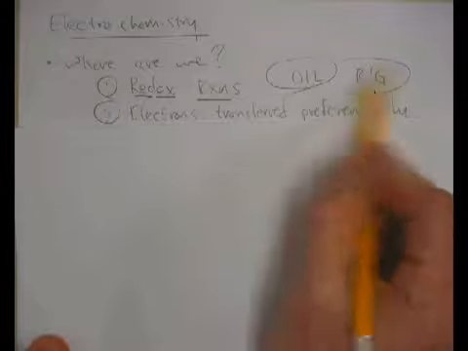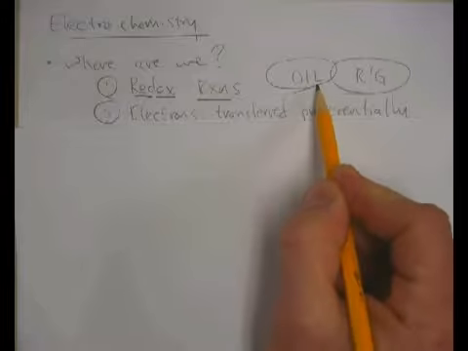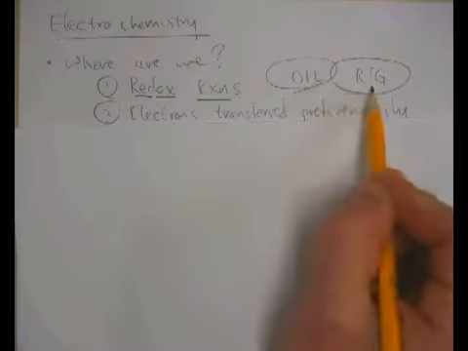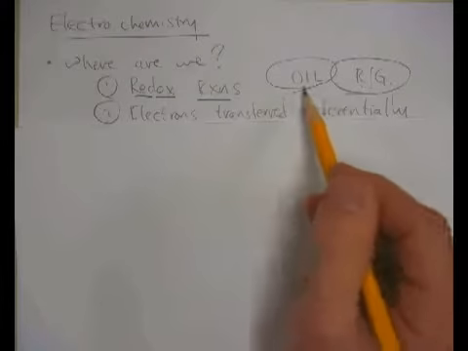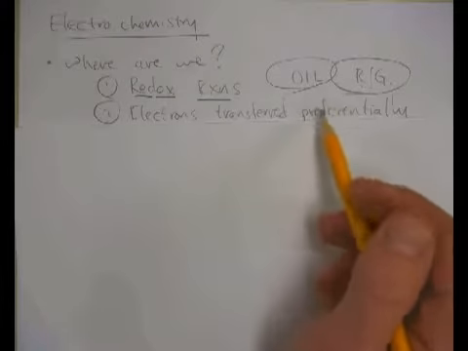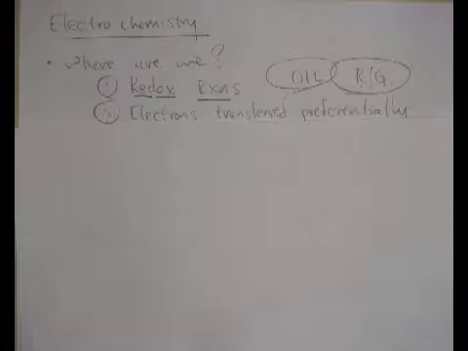Oxidation is the loss of electrons. Reduction is the gain of electrons. If you remember oil rig, you can always remember what oxidation and reduction are. Electrons are transferred preferentially. In other words, certain things are oxidized easier and certain things are reduced easier.